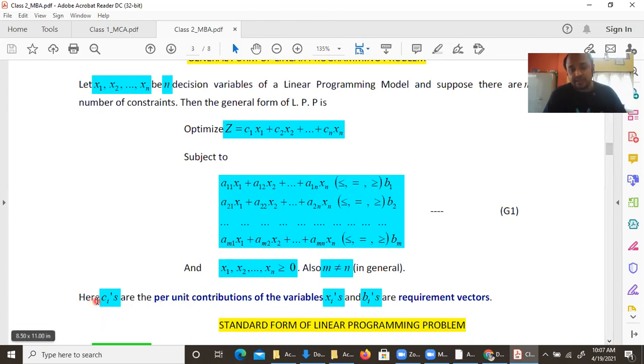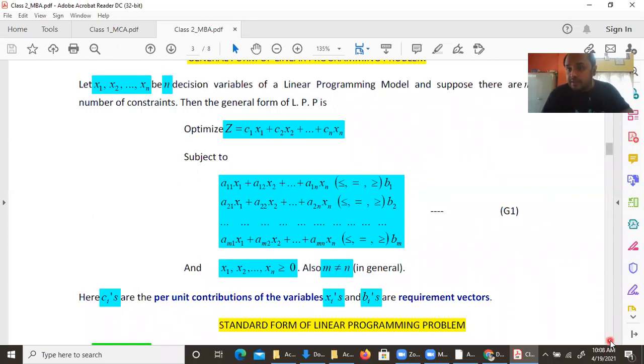Here I've mentioned the per unit contribution of the variables xi's are ci's, and bi's are actually called the requirement vectors. Now, you can see that previously we have dealt with systems where only equations were present. And now you are dealing with a system where not equations, but inequations are present. So in a linear programming problem, you can get a mixture of equations and inequations as well. I'm not telling you how to solve this, but I'm only talking about the formulation part. So this is the general form.